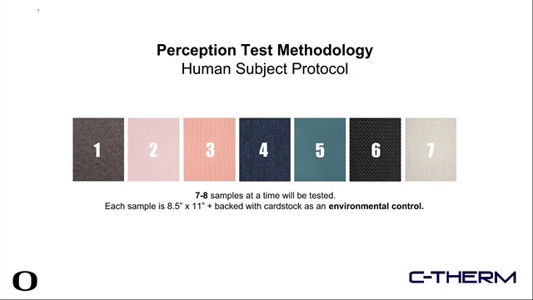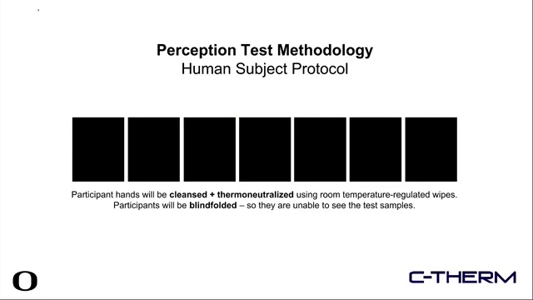Each sample was cut to an 8.5 by 11 inch piece, and it's backed with cardstock as an environmental control. We didn't want to have any sort of conductivity of a metal table or any sort of surface to interface with the perception. We also made the sample big enough so that the subject's hand couldn't touch the table. And the table underneath the cardstock of the sample is actually wood, so it has a low conductivity value.